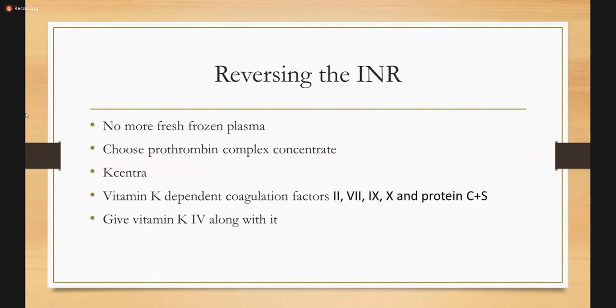If the patient has a deranged INR, or is on anticoagulant drugs like warfarin or heparin and can have a deranged INR, we have to transfuse fresh frozen plasma or vitamin K, and the vitamin K dependent factors.